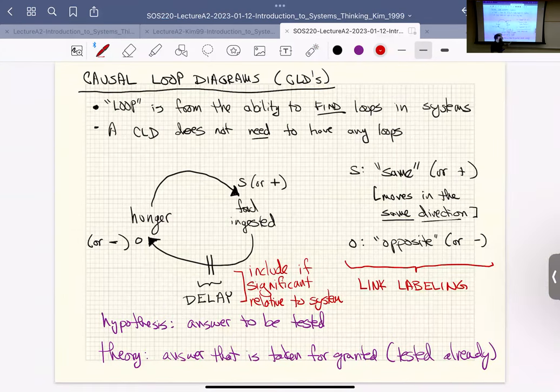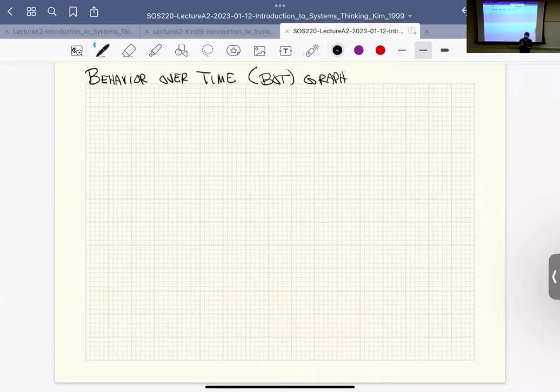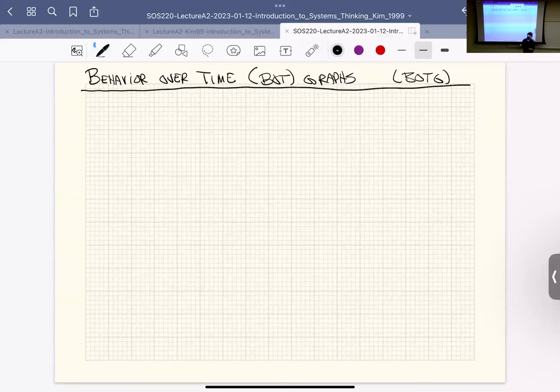I'm going to talk about the two types of loops, the balancing loop and the reinforcing loop. But before I get there, I want to also make sure that we introduce behavior over time graphs, which some people shorten to BOTG. So you can see both of those things in the literature. And these go hand in hand with thinking about these systems.